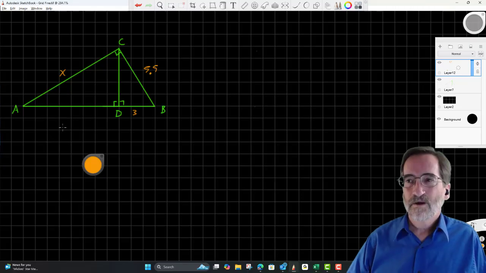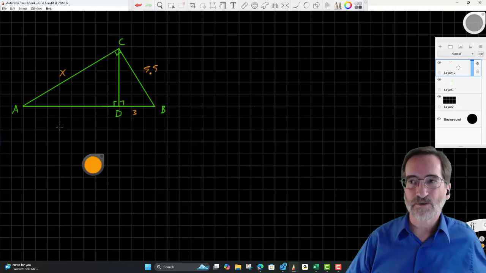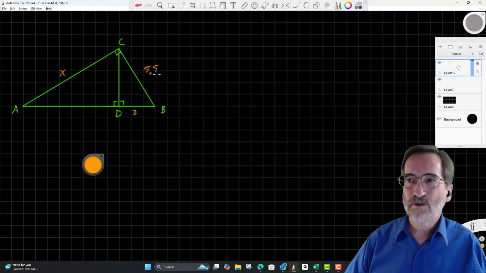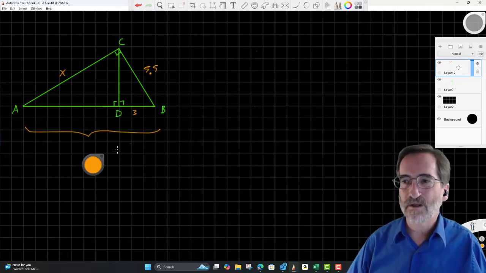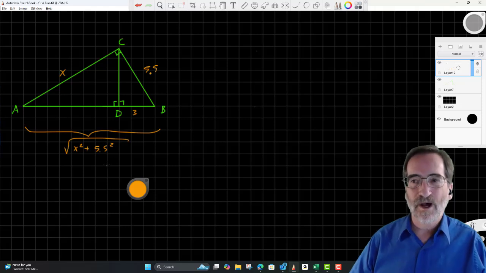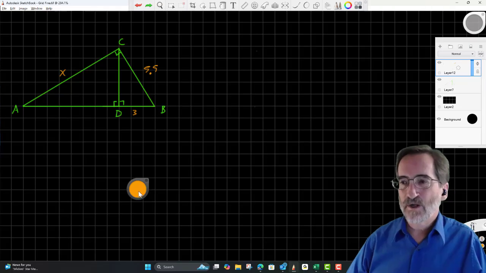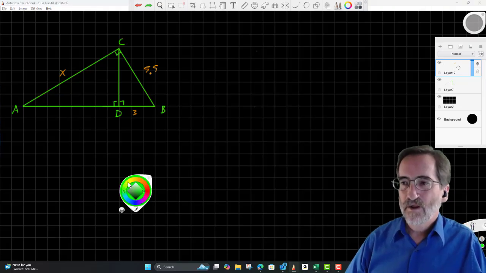Don't forget you have the Pythagorean theorem at your disposal as well. So if I get two legs of a right triangle, I can find the third leg by squaring, adding, and square rooting. That is, this length now, AB, is the square root of x squared plus 5.5 squared. There's that. But let's go back to what I was talking about, drawing out the triangles separately. Let's go ahead and do this.